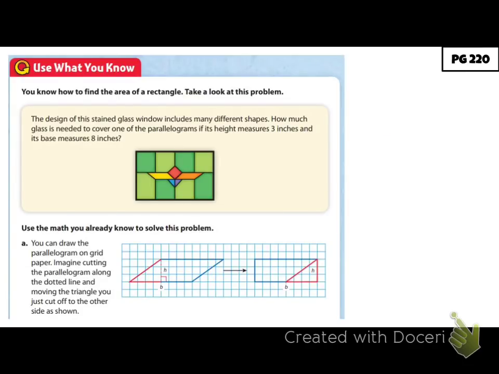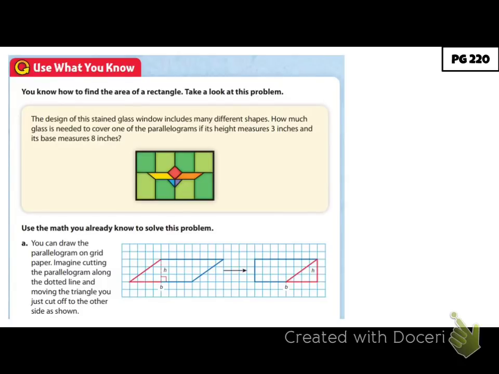So let's use what we know. The design of this stained glass window includes many different shapes. How much glass is needed to cover one of the parallelograms if its height measures 3 inches and its base measures 8 inches? Well, first of all, we need to know what a parallelogram is. So, a parallelogram has 4 sides. Obviously, here you can see our parallelogram drawn on the grid.